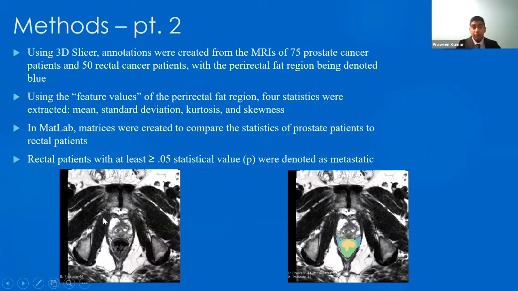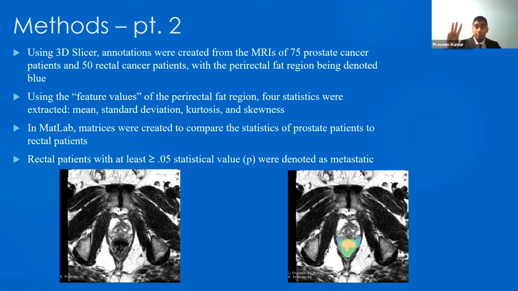Going into the second part of our methods, the control set we were given was 75 prostate cancer patients from the university hospitals, none of whom actually had metastatic cancer. We were also given 50 rectal cancer patients, and going into the experiment, we didn't know the status of these patients. So our goal was to determine whether they had metastatic or non-metastatic cancer. On the bottom, you'll see two graphics. Using the 3D Slicer program, we created annotations for each of these patients.